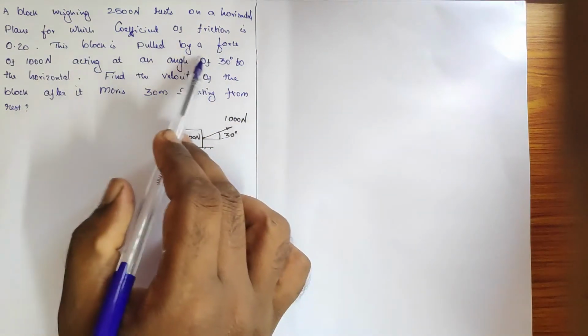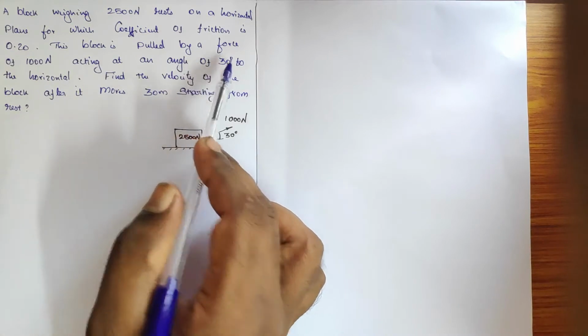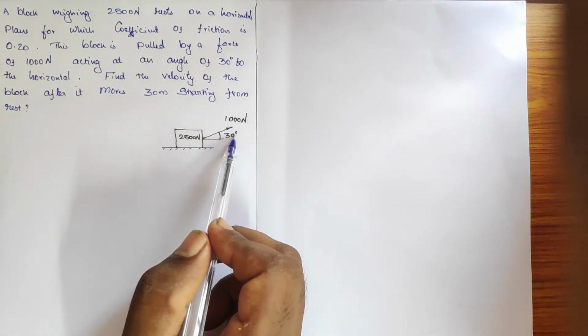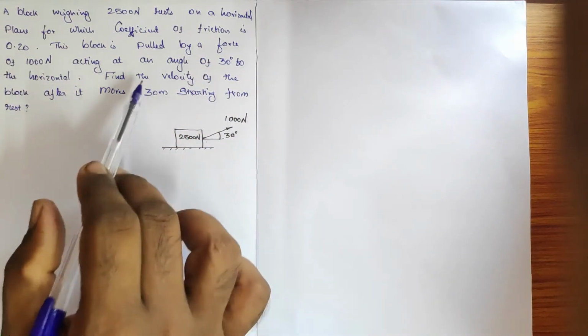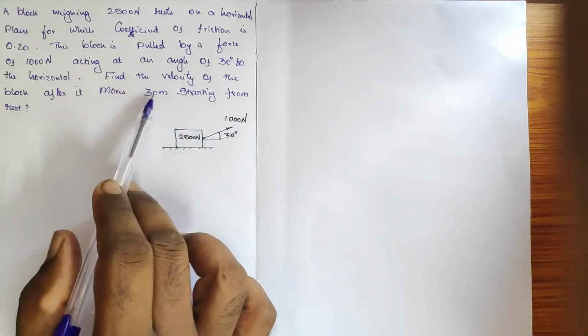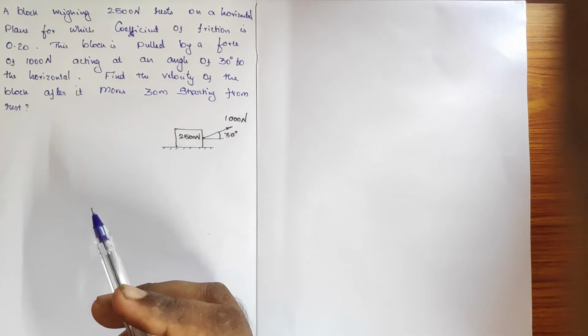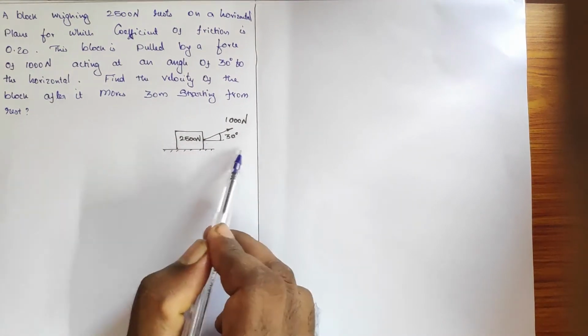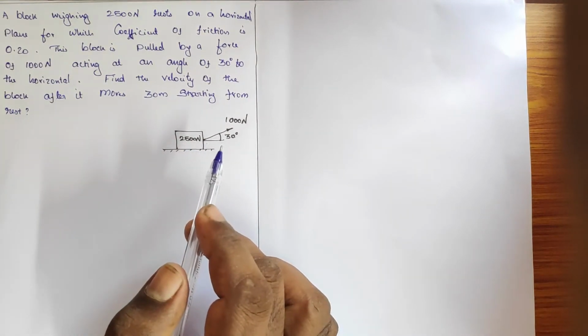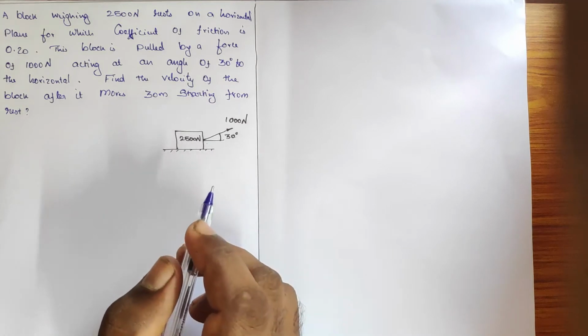at an inclination of 30° to the horizontal. Find the velocity of the block after it moves 30 meter starting from rest. Okay, so it is moving 30 meter after starting from rest.